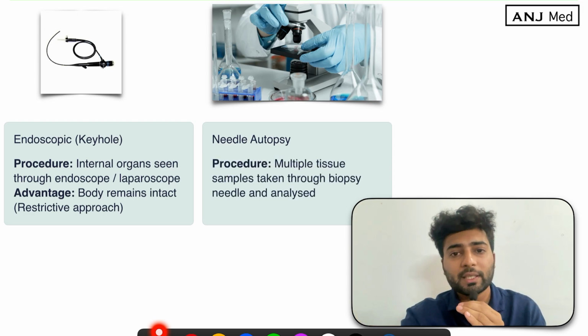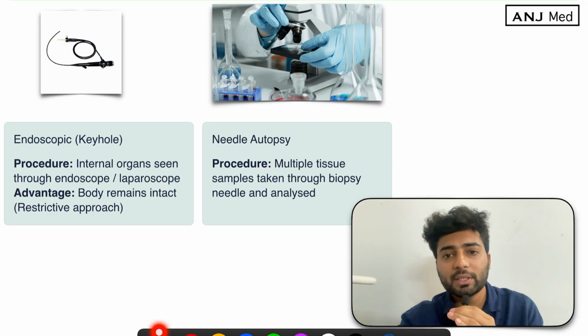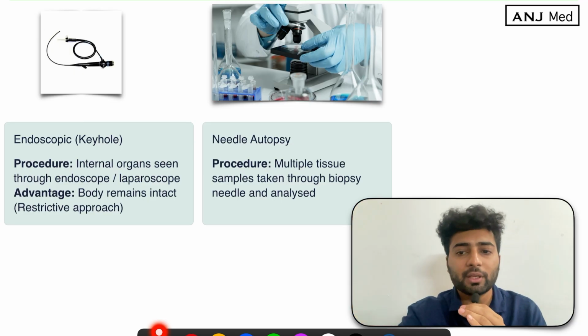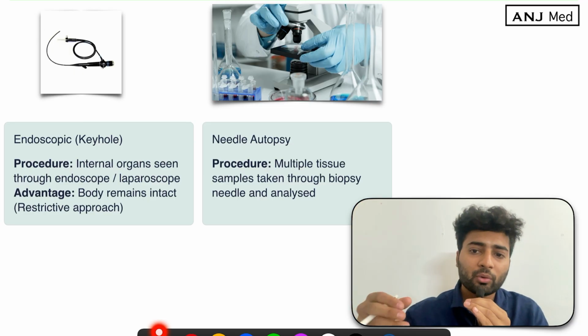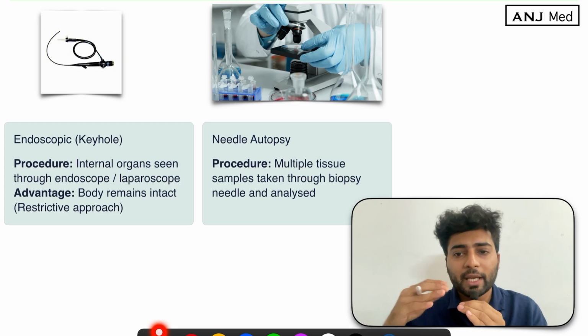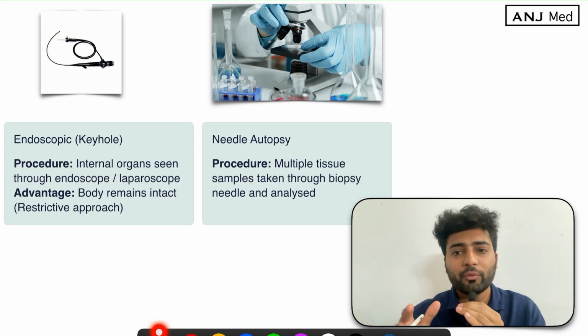Needle autopsy, the same principle. Here biopsy needles are used and the biopsy is taken and examined in the lab. So the approach is the same, that we don't want the body to be cut, as the relatives are telling us; we want the intact body for our procedures. So we have endoscopic and needle autopsy.